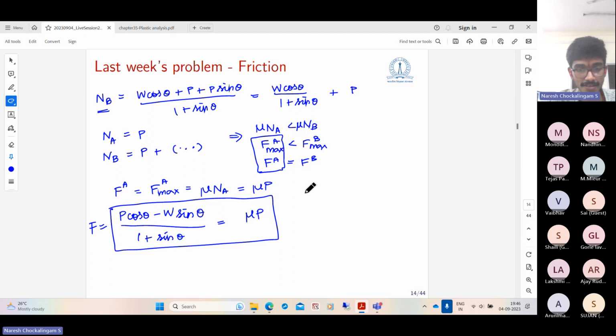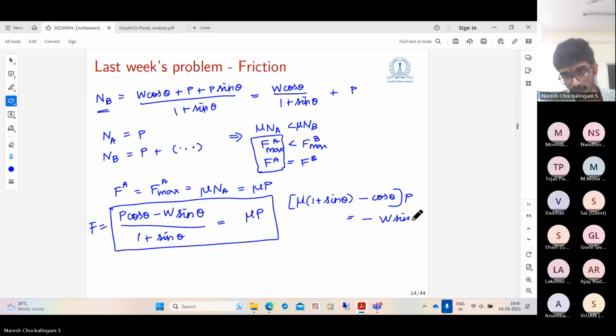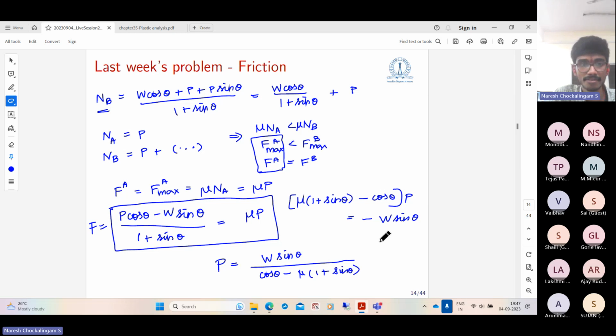If you take all these to the other side, you get mu into 1 plus sin theta minus cos theta, times P, is equal to minus W sin theta. Therefore, the limiting value of P, the P at which the point A just starts slipping, is W sin theta divided by cos theta minus mu times 1 plus sin theta, because there's a minus sign. So that's all it is. We can just substitute mu equal to 0.25.